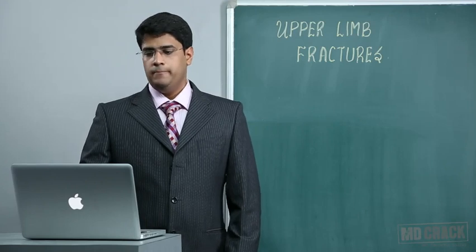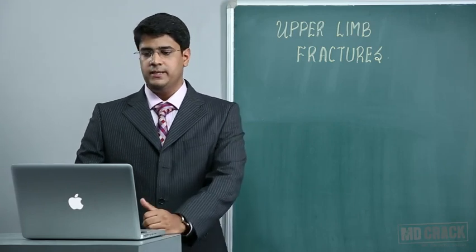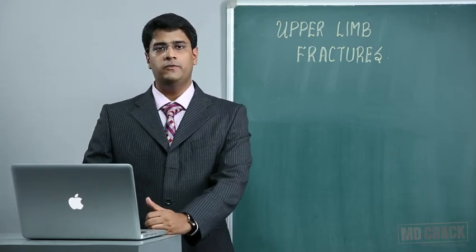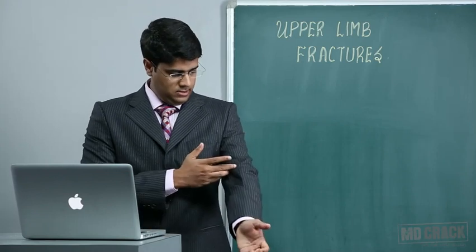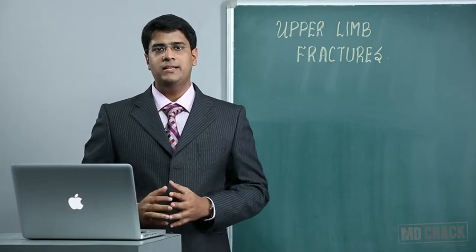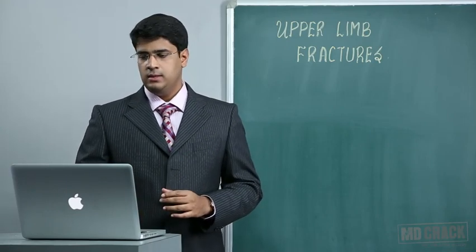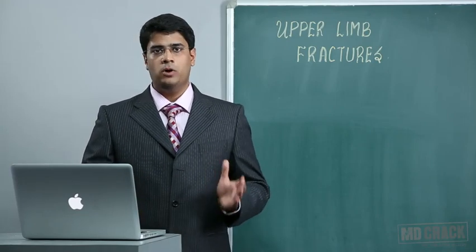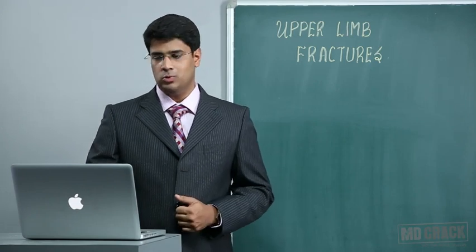Coming to the third important fracture of the upper limb, it is the supracondylar fracture of the humerus. This is the region just above the elbow joint, and that is very commonly seen in the children age group, especially from around 5 to 8 years old.